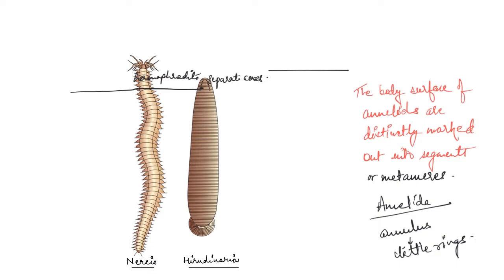So basically this is the diagram of Nereis and this is Hirudinaria or leech. As you can see, in both the cases they have a small, equally segmented body. Here also you can see that the body is completely segmented. So this is Annelida. Now let's move on to the second phylum, which is Arthropoda.